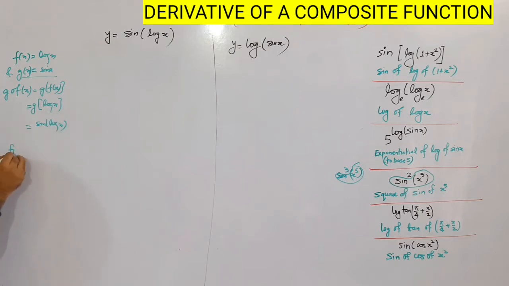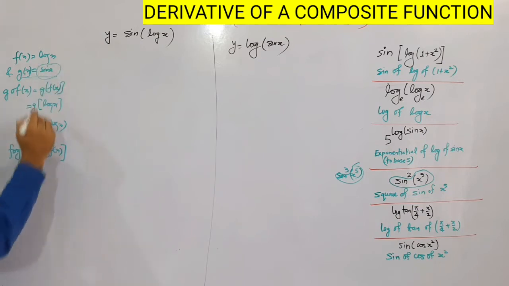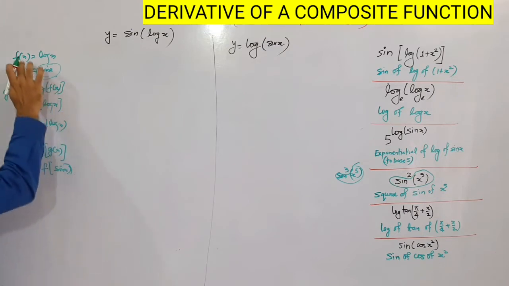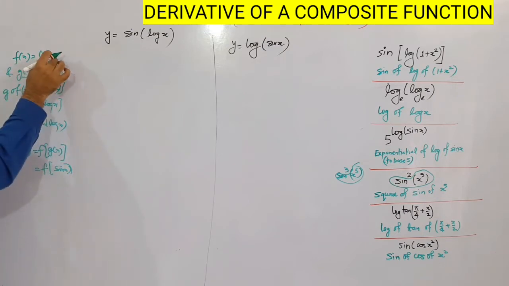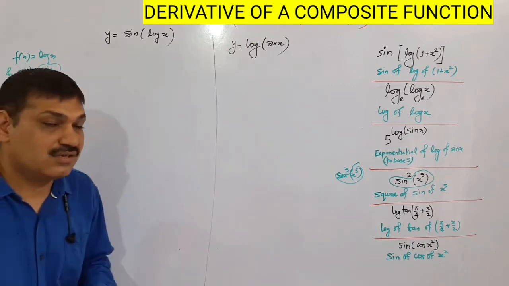Okay. What is f of g(x)? Actually, this one is f of g(x). Now g(x) will be replaced by sine x, so f of sine x. Now f(x) is log of x, here x will be replaced by sine x. So this will give us log of sine x. And we know that in general f o g(x) is not equal to g o f(x). So this is what we could have discussed.